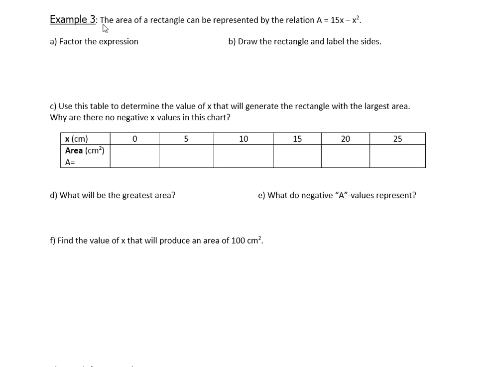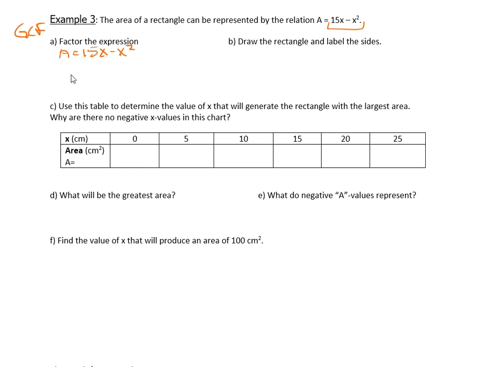Example 3. It's our last example. The area of a rectangle can be represented by this relation, 15x minus x squared. Factor the expression. Okay, we're getting good at this now. This is a binomial. So when I factor it, 15x minus x squared, I'm not doing sum and product. Instead, I'm doing greatest common factor.